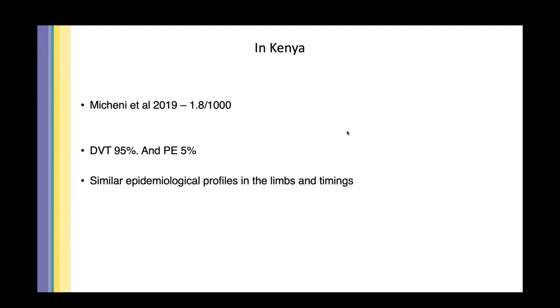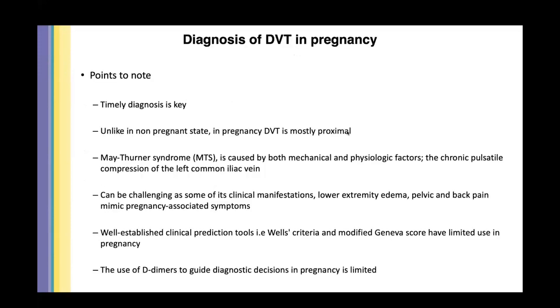The timing, as I mentioned in my first part, is that some papers have suggested the distribution of this risk is almost equal throughout pregnancy. But others have mentioned that during the second part of pregnancy you have a higher risk of venous thromboembolic disorders than in the first trimester. Of course, during the puerperium you also have women at risk until 6 weeks, when they normalize.